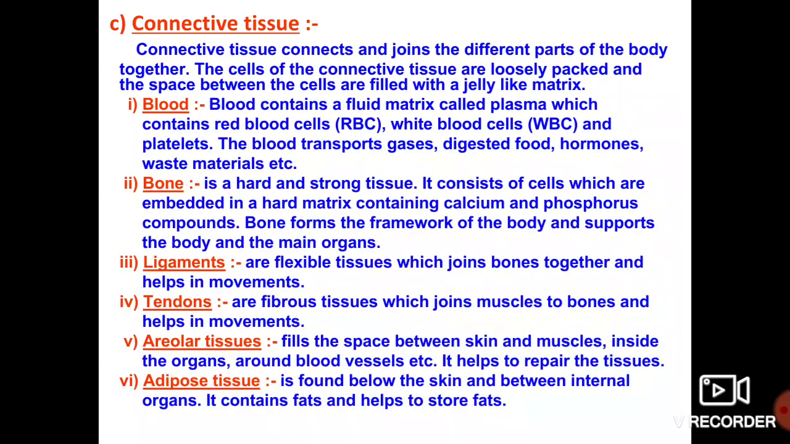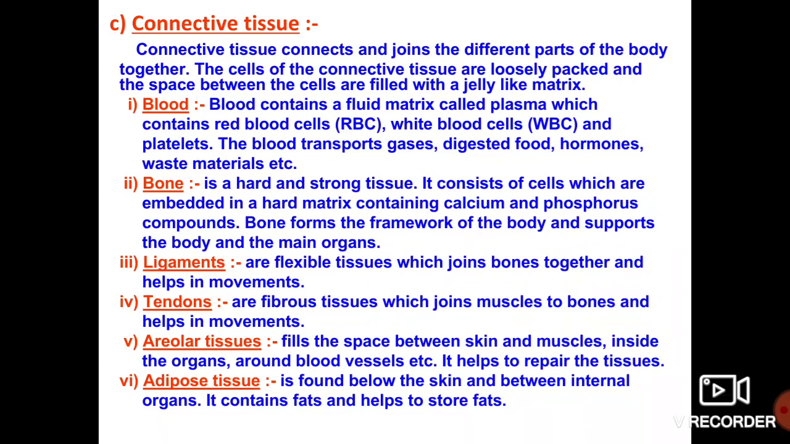Connective tissue proper means the connections between cell and cell. The skeletal tissue in the connective tissue is attached to the muscles, and it is very helpful for the attachment of muscles. Then there is one more very important tissue, the vascular tissue. These include blood, bone, ligaments, tendons, areolar tissue and adipose tissue.